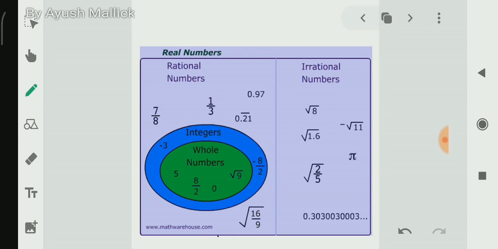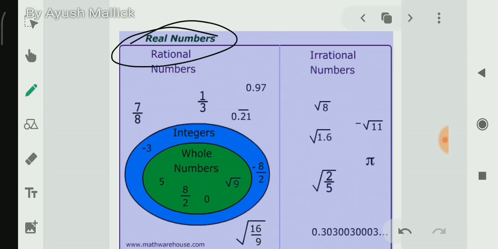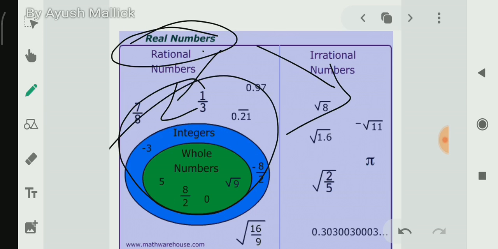Next, real numbers. The real numbers contain all the rational numbers and irrational numbers. Rational numbers we have discussed; they contain all the whole numbers, integers, and all those numbers. And irrational numbers are those that cannot be expressed in the form of p by q.